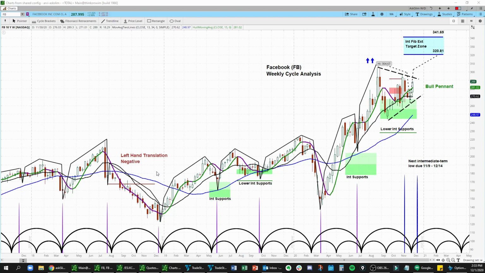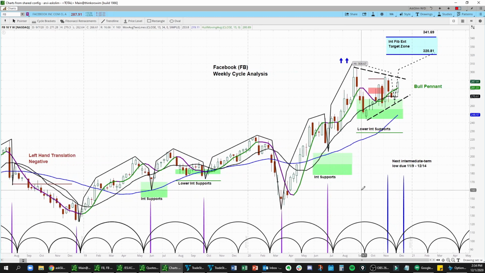What I have added on here is this note for a left-hand translation. A left-hand translation is just the opposite of a right-hand translation, and that is a very bearish cycle, and that forms when you form a high very early in a cycle, and it leaves the rest of the cycle to really enter into a corrective period, and during that time you would really look for rallies to fail, which is what happened here.